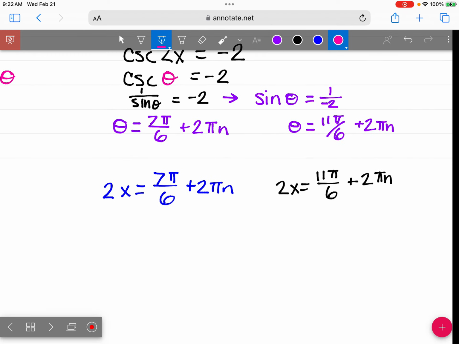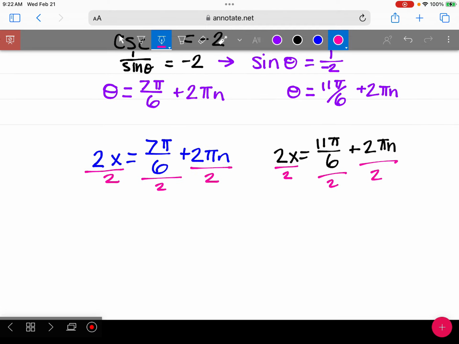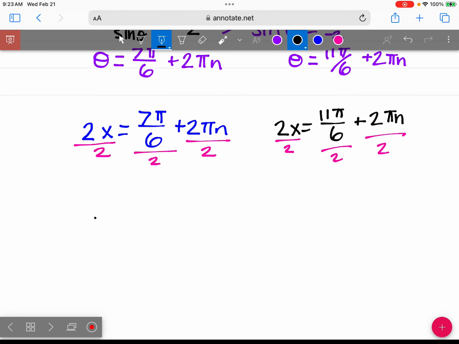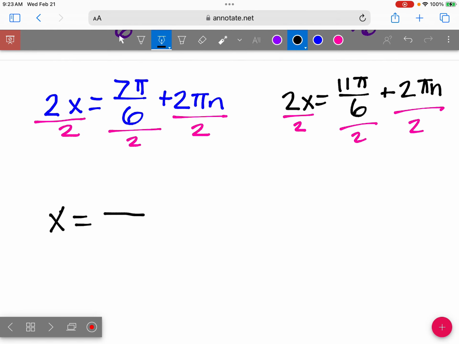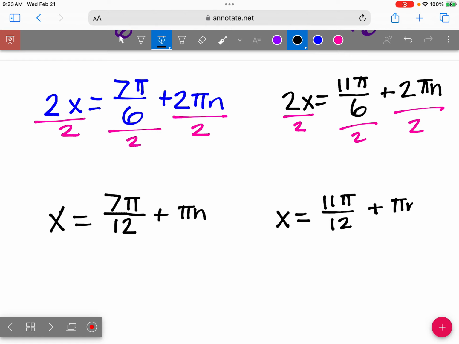What do we need to do to figure out what our x is? Divide it by 2, on all the pieces. So we're going to have that x equals 7 pi over 12 plus pi n. And we're going to have that x equals 11 pi over 12 plus pi n.